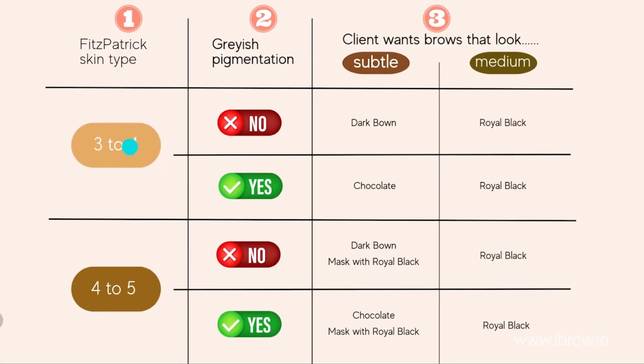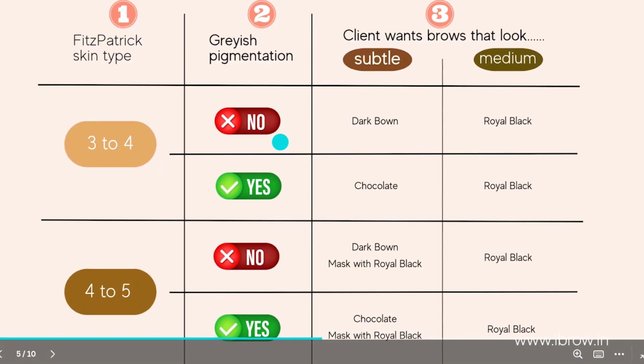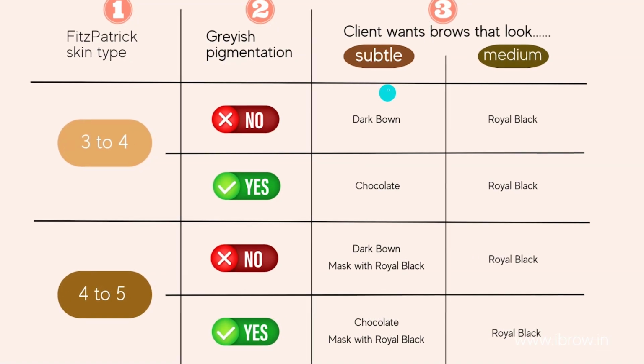So here once again you have to select the Fitzpatrick skin type. So skin type 3 to 4 or skin type 4 to 5. Then you see whether the person is having any grayish pigmentation or not, and then you can check whether the client wants a subtle brow or a medium brow.